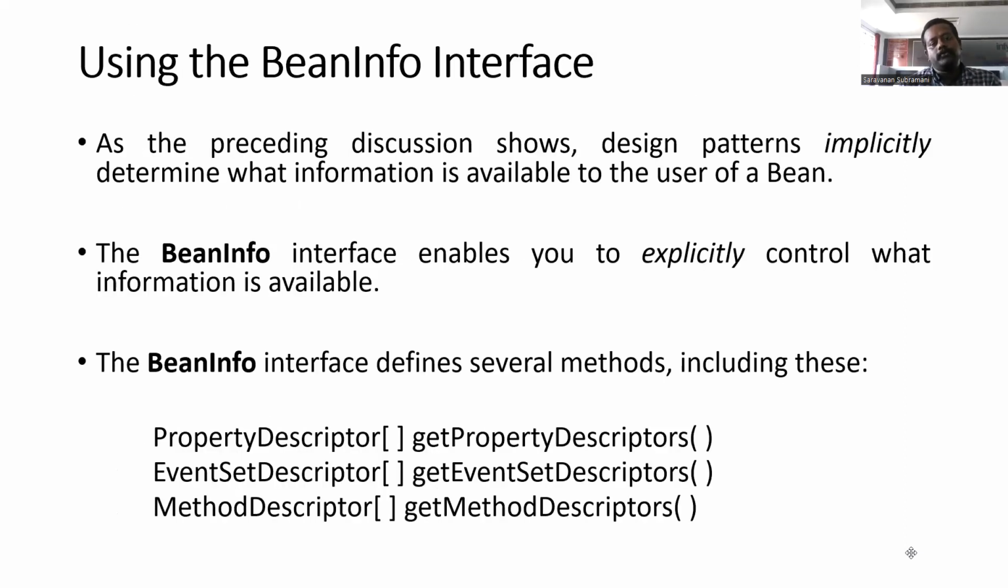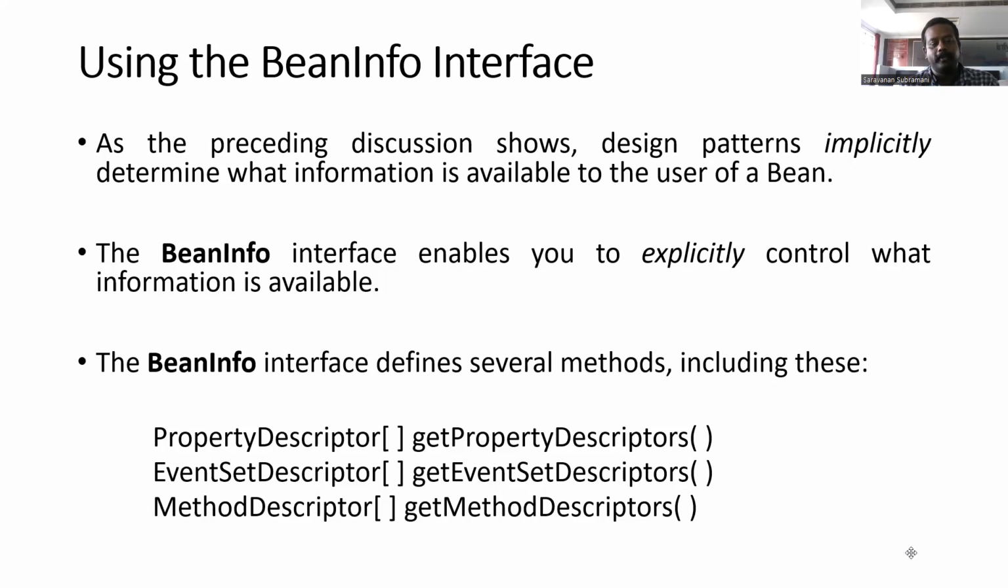So we are going to use the BeanInfo interface. It is a nice interface, and is very helpful for a lot of activities. As the preceding discussion shows, design patterns implicitly determine what information is available to the user of the Bean. So BeanInfo is an interface that enables you to explicitly control what information is available, and what type of information we have access to.